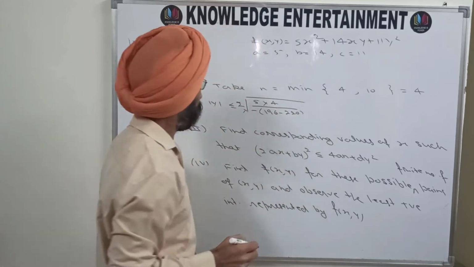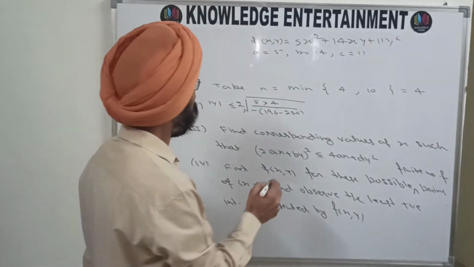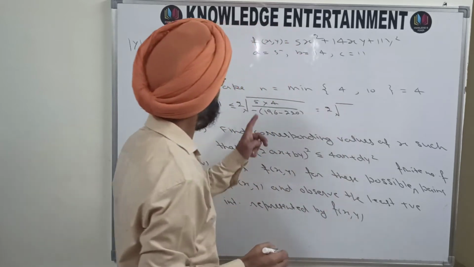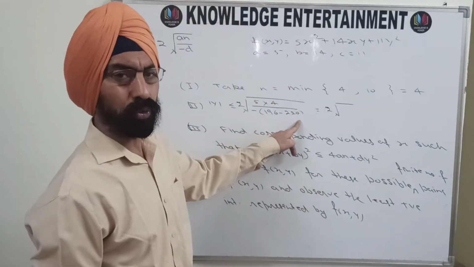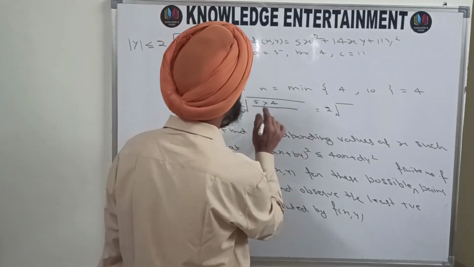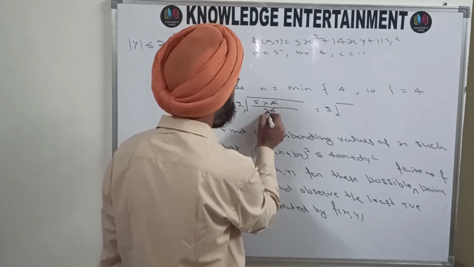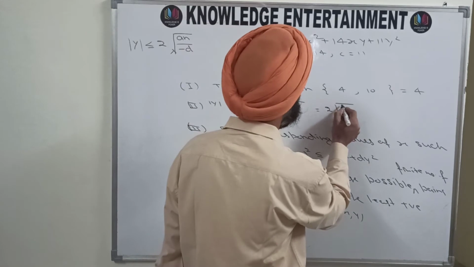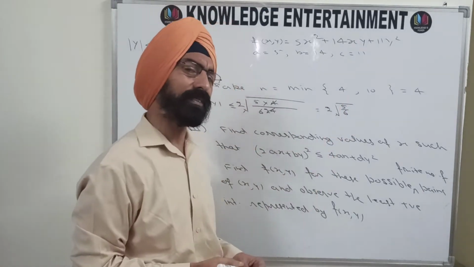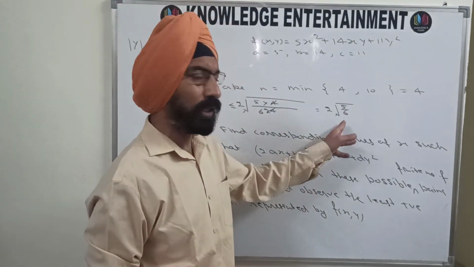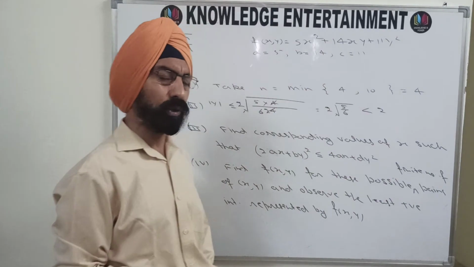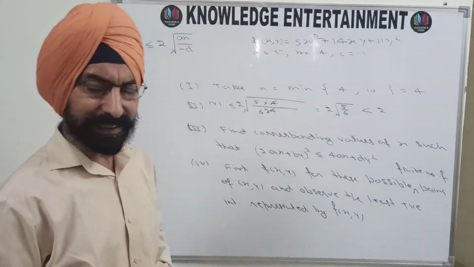So this is your 2 under the root a n upon minus d, or you can say it is 2 under the root, here you will get 196 minus 220. This is minus 24 and there is a minus outside, so you will get 24. So you will get 24 here, this is cancelled, this is 5 by 6. So 2 under the root 5 by 6. And 5 by 6 is less than 1. So definitely under root of 5 by 6 is also less than 1. So this quantity is going to be less than 2. That means your mod y is less than 2.